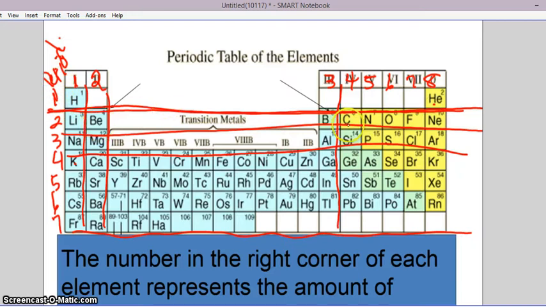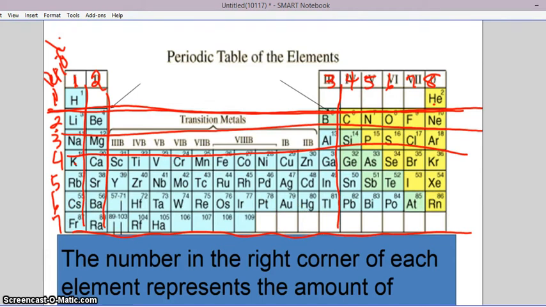Lithium, beryllium, boron, carbon, nitrogen, oxygen, fluorine, and neon all have 2 shells around the nucleus. In row 3, sodium, magnesium, aluminum, silicon, you get the idea. Yes, they have 3 shells. Then they have 4 shells, 5 shells, 6 shells.